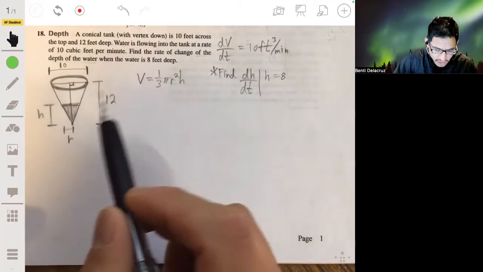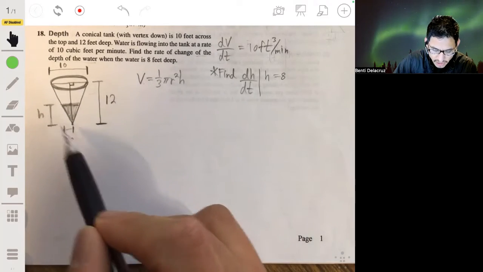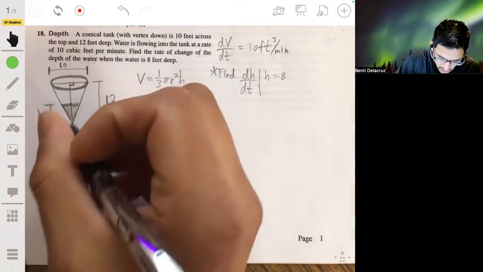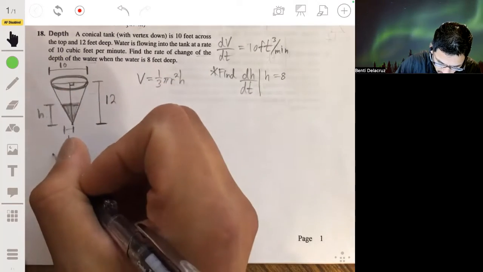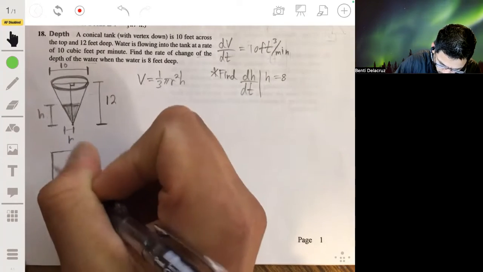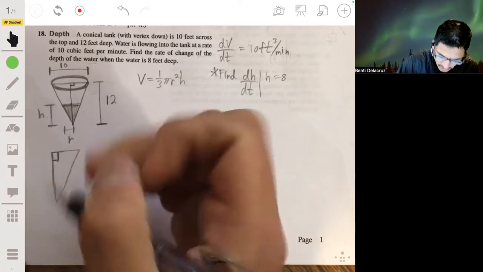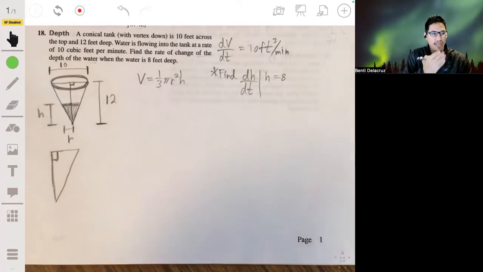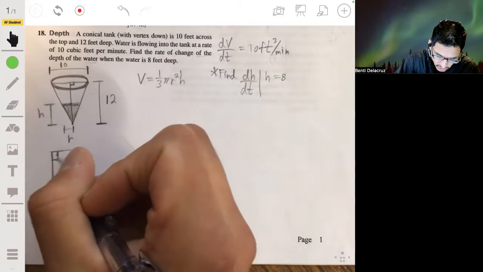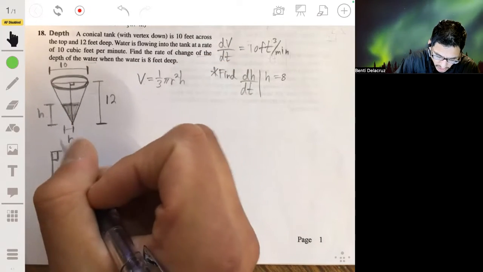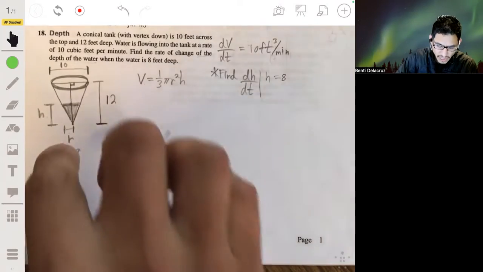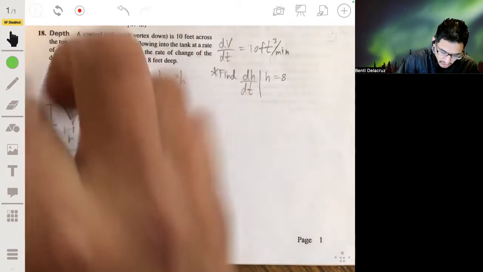So let's look at a way we can relate r and h. I'm going to draw on the side here the two-dimensional depiction of this cone. The overall cone, if you just cut it flat and look at it in 2D, makes a right triangle here. This length would be half of 10, that would just be 5. The height in this right triangle from here to here would be 12.